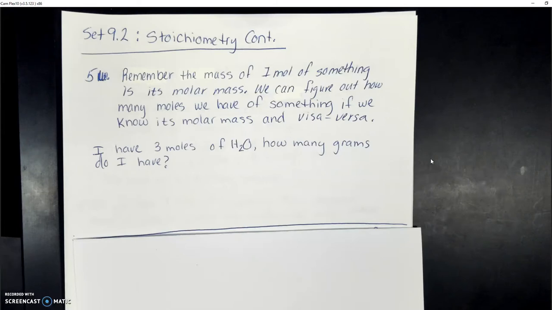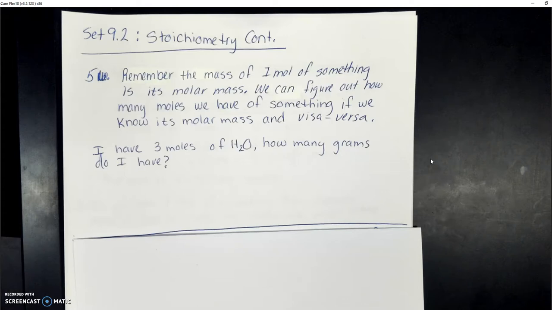Alright, so let us remember. The mass of 1 mole of something is its molar mass. We can figure out how many moles we have of something if we know what its molar mass is, and vice versa. In other words, if you know how many moles of something you have, you can figure out its molar mass. If you know the molar mass of something, you can figure out how many moles you have.